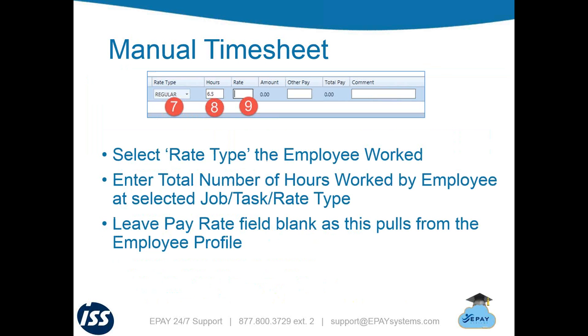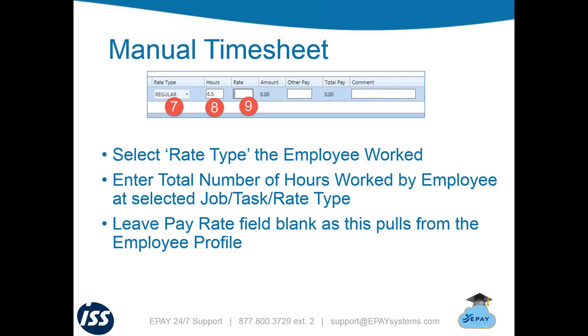Next, you have 3 more. This is just a continuation, scrolling to the right of that same line. We come up to the regular rate type, which is typically what you would use, but nevertheless, you pick the rate type the employee worked. If you missed vacation hours, and it's just something that needs to be done on this particular manual timesheet, you can hit the drop down and pick vacation, and so forth.